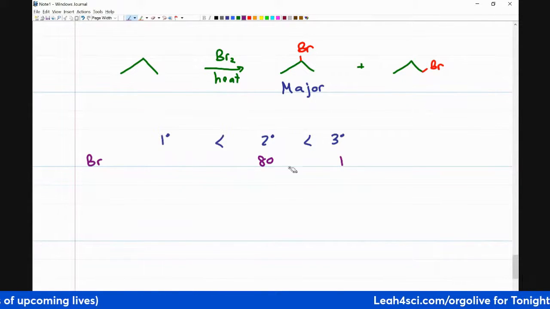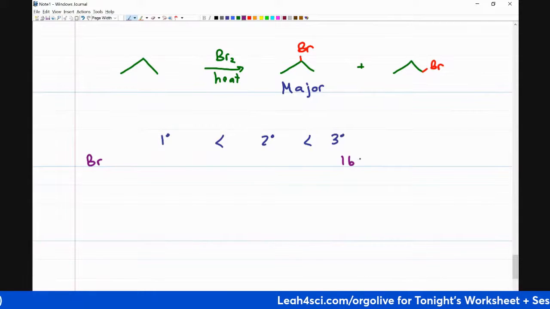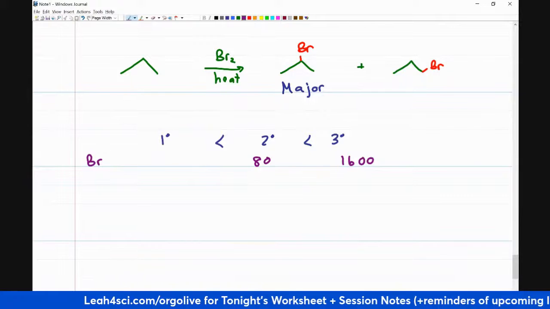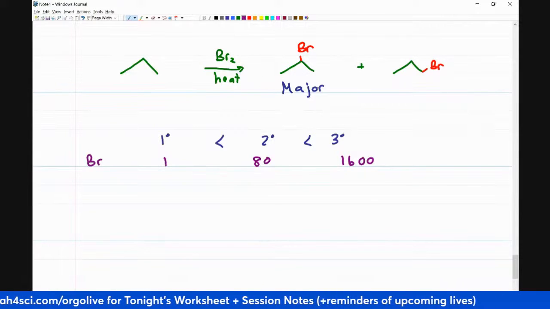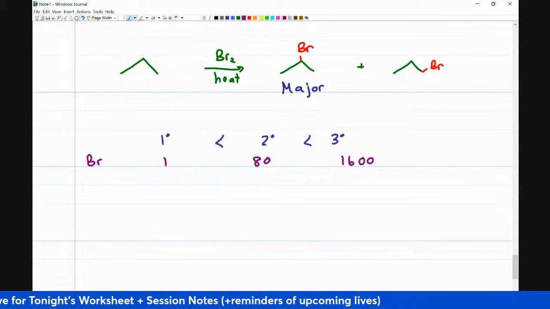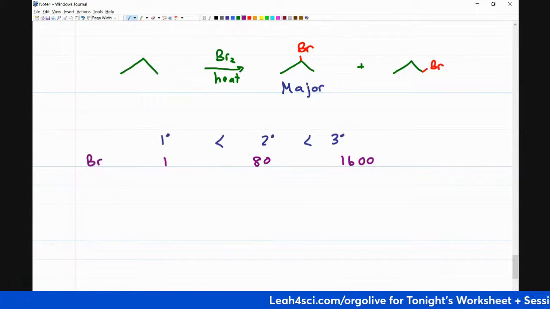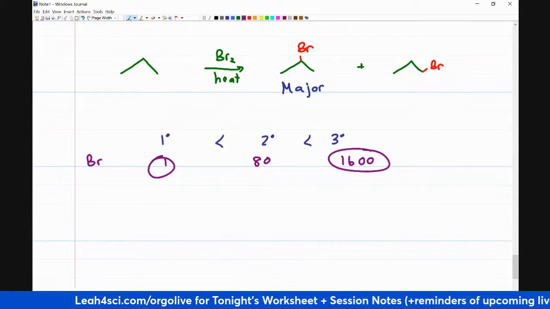Wait, no, I have them backwards. The tertiary is most stable, so it's 1600 to 80 to 1. And what this is telling you is that if I have the option to form a tertiary brominated product, the ratio between tertiary and primary will be 1600 to 1.